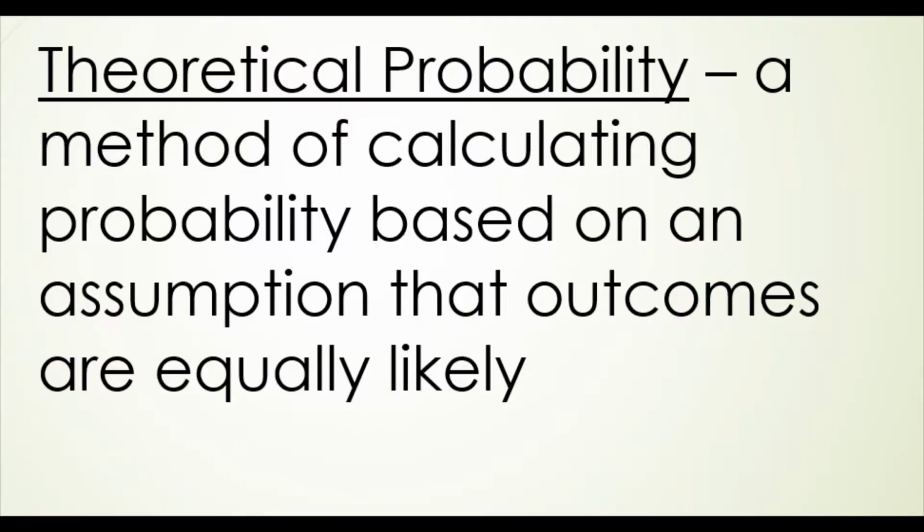Okay, so let's start by defining theoretical probability. Theoretical probability is a method of calculating probability based on an assumption that outcomes are equally likely. In the future, we will talk about other methods of calculating probability where we actually do an experiment and look at how often an event occurred. With theoretical probability, we don't need to do any experimentation. We're just making the assumption that all outcomes are going to be equally likely, and we calculate the probability of any particular event occurring using that assumption.